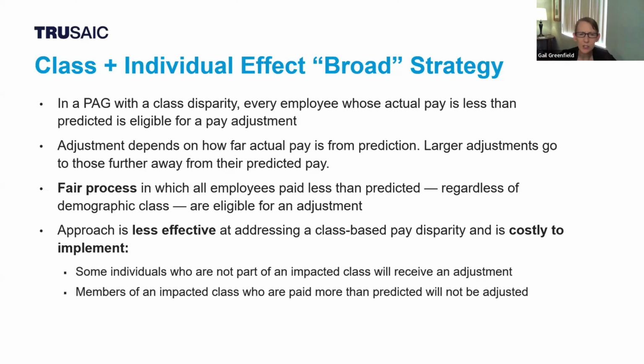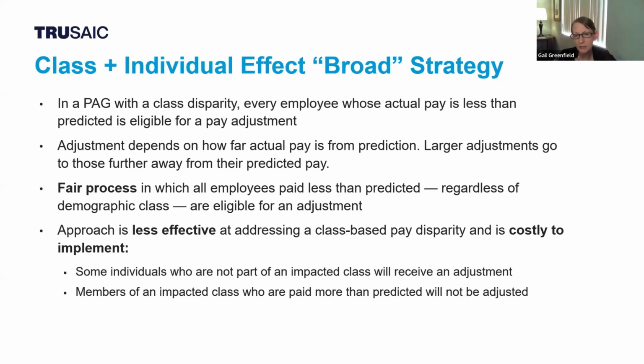The primary advantage of this type of approach is that it's a fair process because all employees paid less than prediction, regardless of their demographics, are eligible for an adjustment. But there are some notable drawbacks associated with this particular strategy. One, not surprisingly, it's less effective at addressing the class-based disparity that you're trying to fix, because you're giving adjustments to some people who are not part of an impacted class. You're giving adjustments based on whether or not actual pay falls below prediction, but that would include some individuals who are not part of an impacted class.